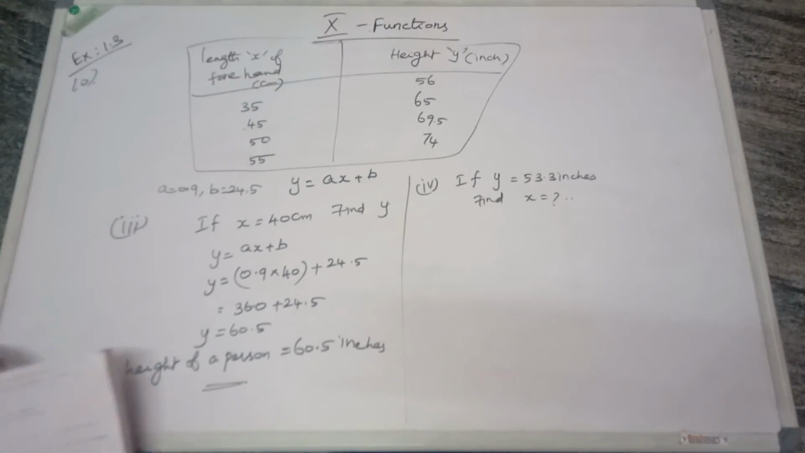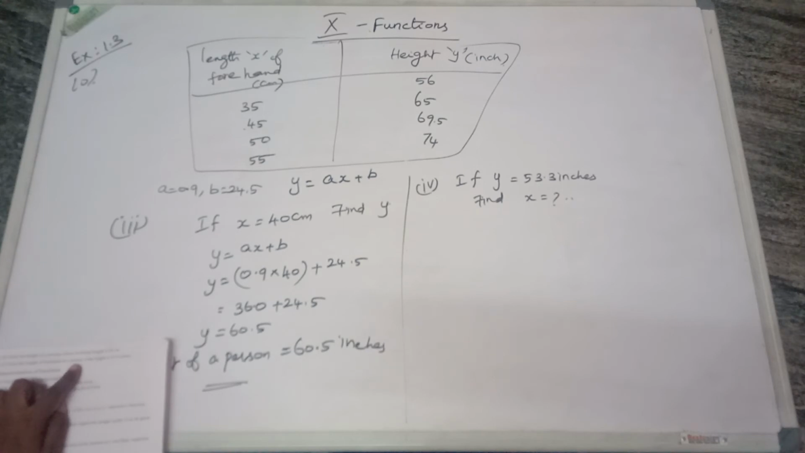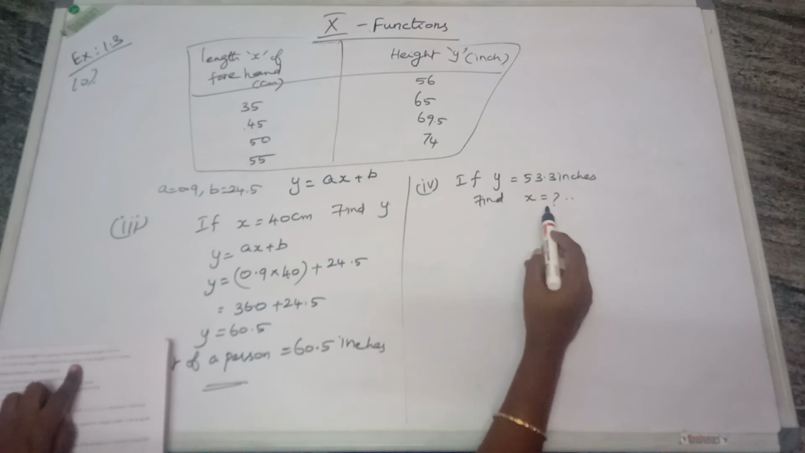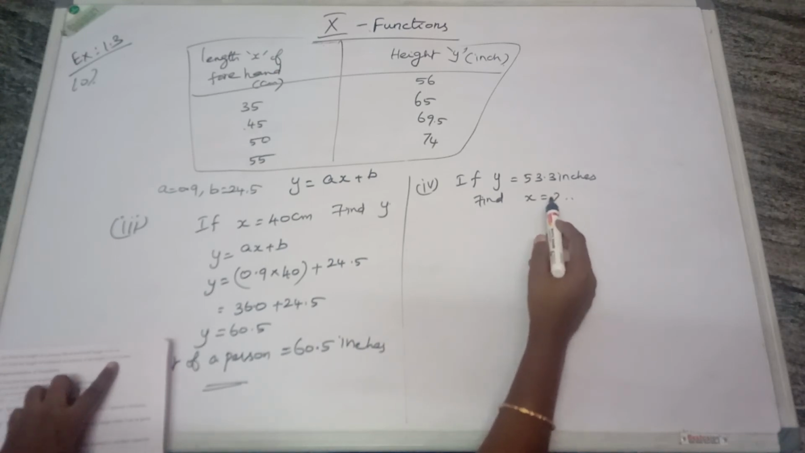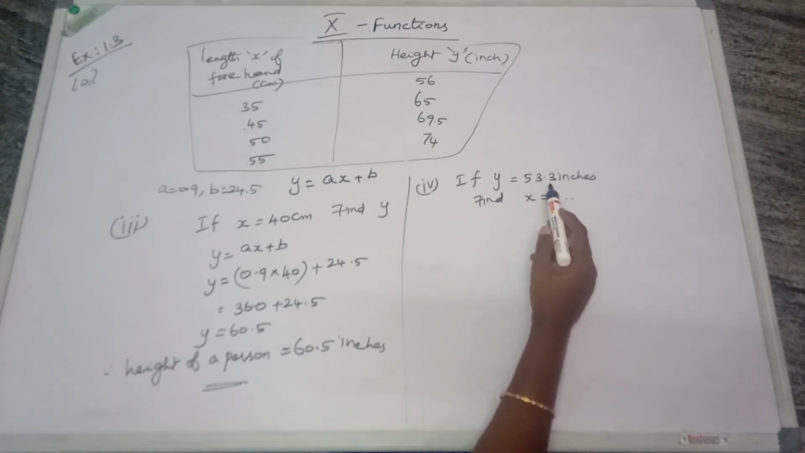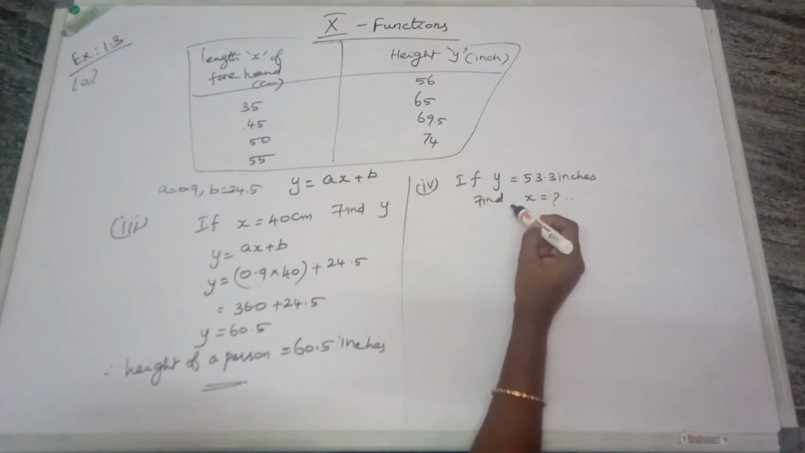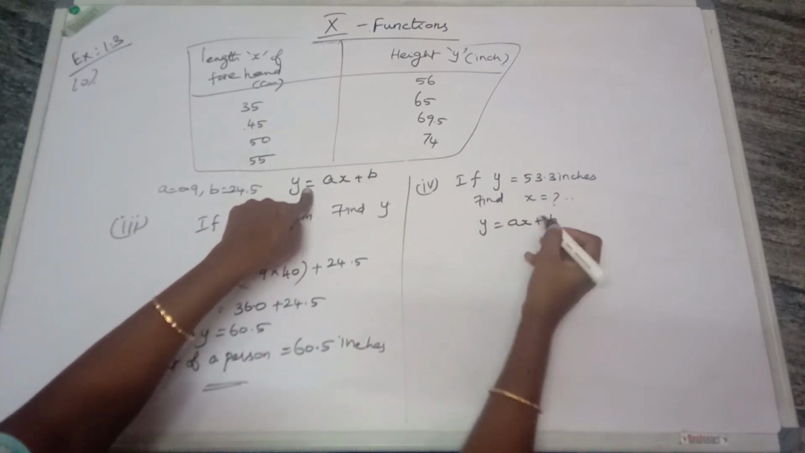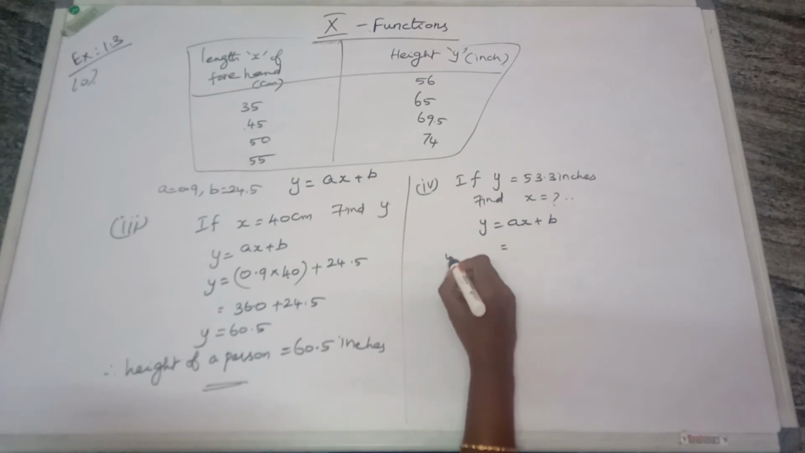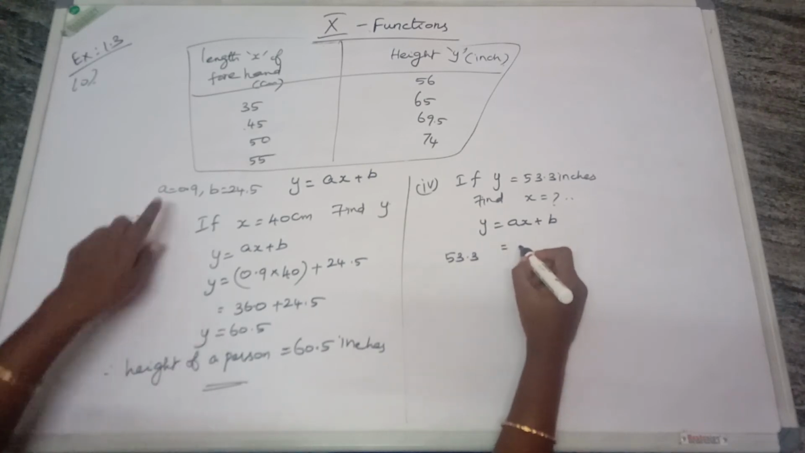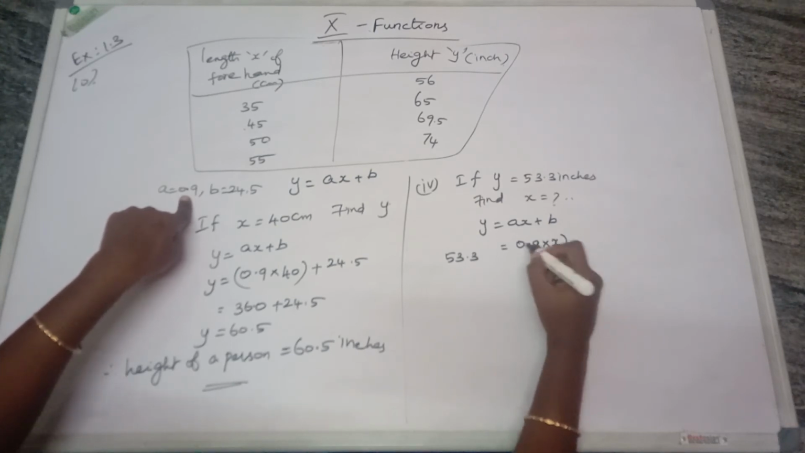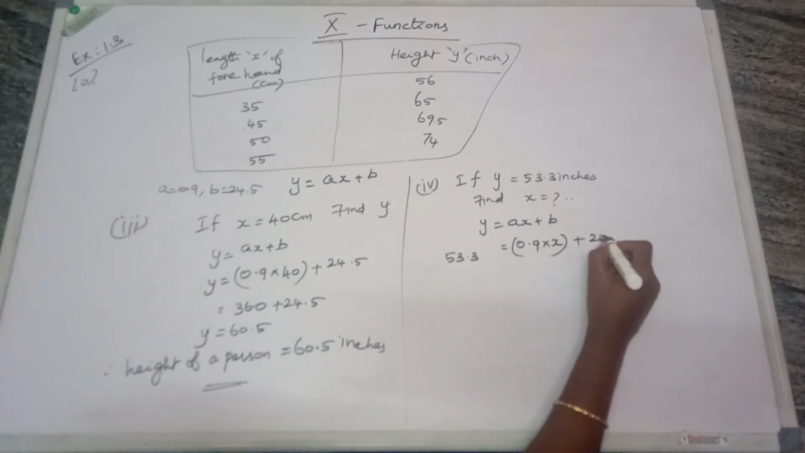Then what is the fourth one? Find the length of the forehand of a person. Length of the forehand we have taken as x. So they asked you to find x, if the height is 53.3 inches. Height is y we have taken, so y is given, x they asked. We know that y equal to ax plus b. y is given here, 53.3, and a we know the value 0.9 into x, we don't know that, so you have to write it as x, plus b value is 24.5.